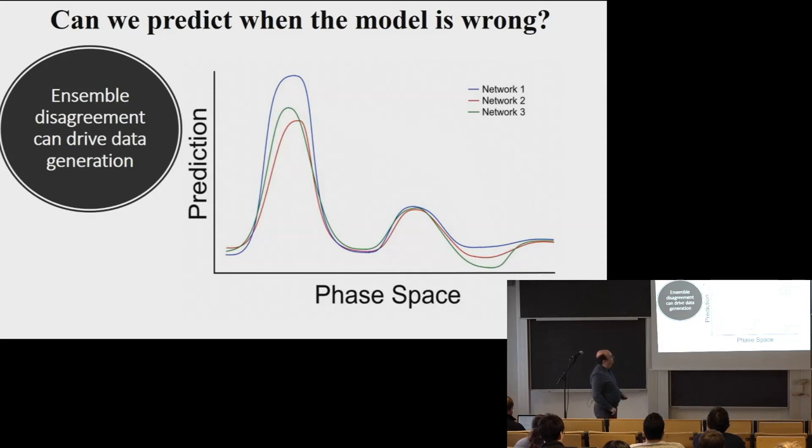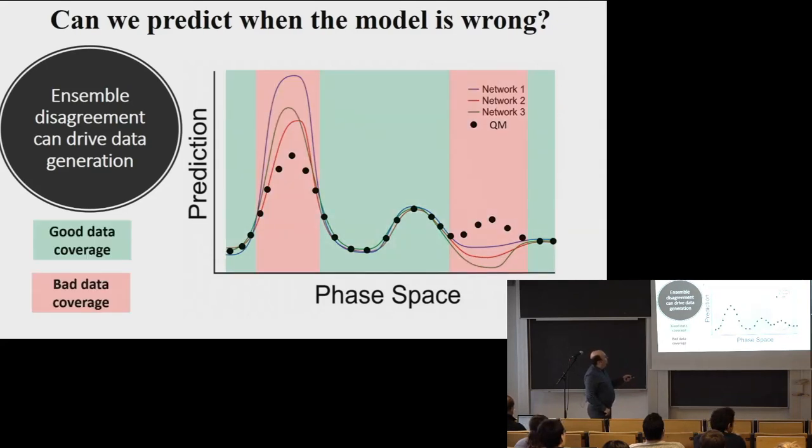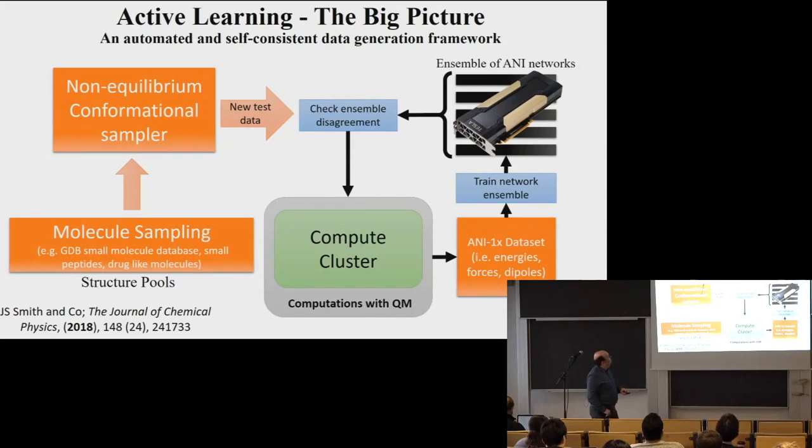So since they are small organic molecules, you can go back to QM and run QM calculations. And what we and many other people have shown is that for many cases, when those predictions agree, we typically have good data coverage. And in the phase space where they disagree, we basically have either overfit or bad data coverage. So you can use this approach essentially without running any QM, just looking at the ensemble disagreement to pick your next training molecules.